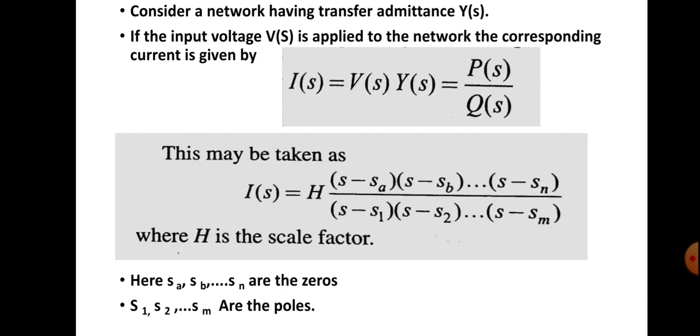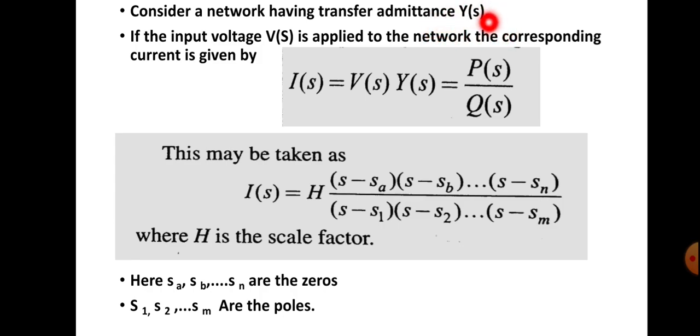Next we have to find how we can solve a problem if you are given a network function, and how you will get the time domain response from the network function. This slide will show you how you can find the time domain response once you are given a network function. Here it is given the transfer admittance Y of s. See, you know what admittance is? Admittance is current divided by voltage, right? So Y of s will be I of s divided by V of s.